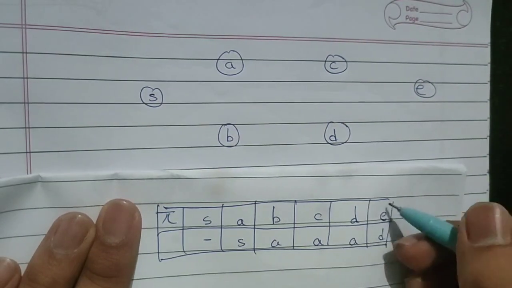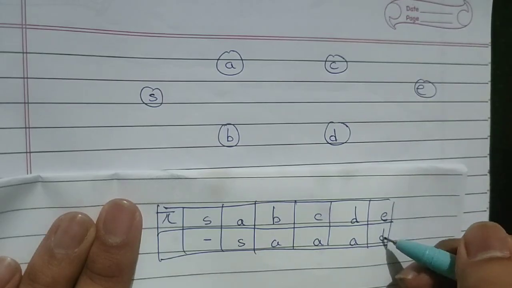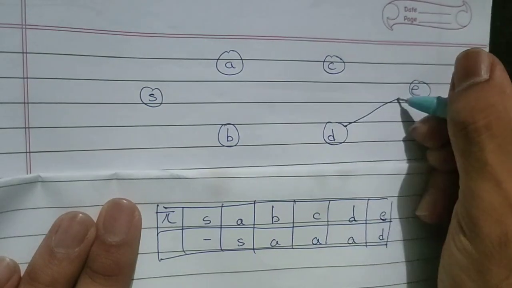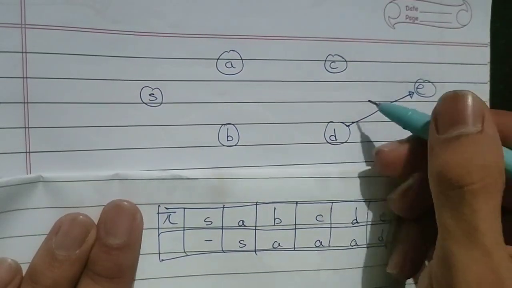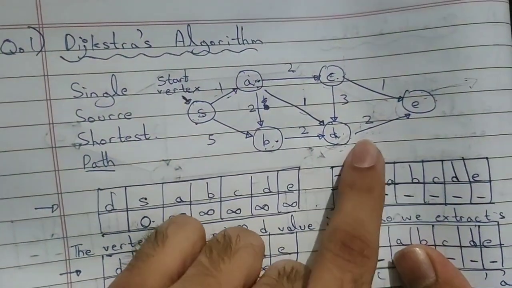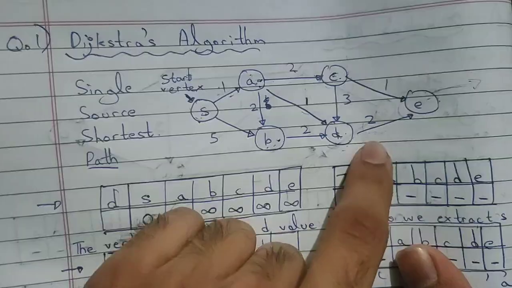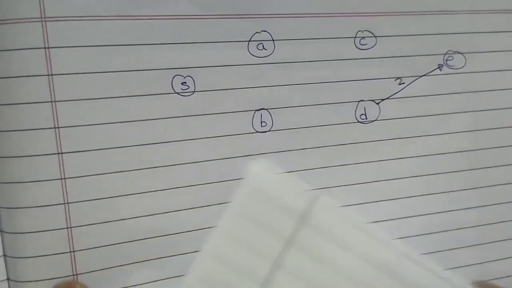Now if you look at vertex E, there's an edge from D to E. It's a directed edge. It goes from D to E, okay? Now you may ask, what is the weight of this edge? In order to look for the weight of the edge, you need to look at the graph, okay? If you look at the graph here, you can see the edge D to E has a weight of 2. So the weight here is 2.